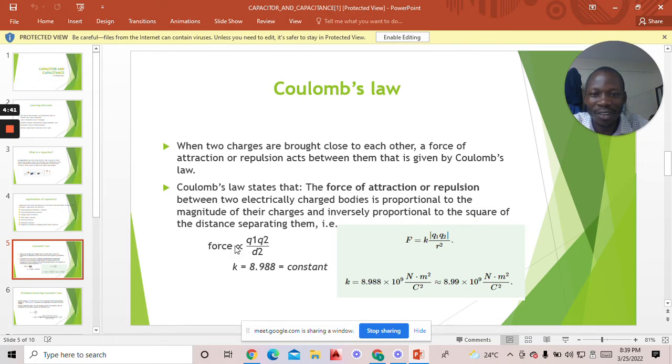As you can see, force is directly proportional to the product of Q1 and Q2, but inversely proportional to the distance d squared. So we can say that F equals K multiplied by the product of Q1 and Q2 over R squared, where K is a proportionality constant and is approximately 8.988 times 10 to the power 9. It is a constant.